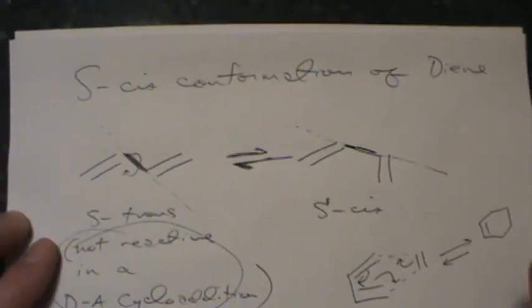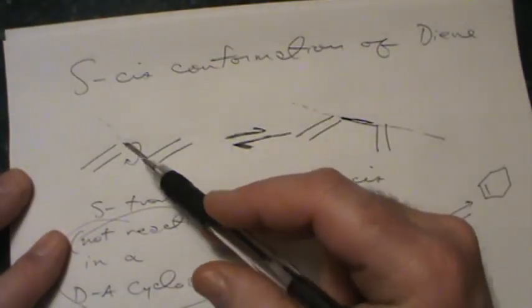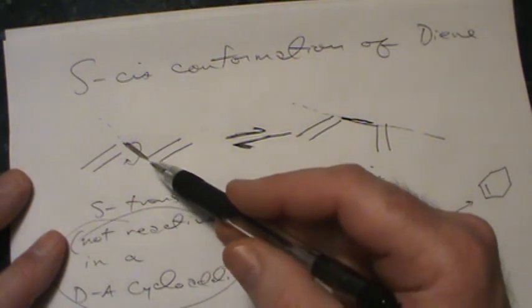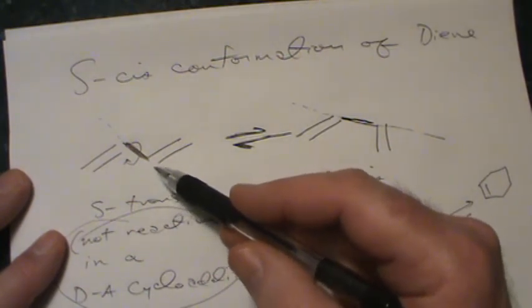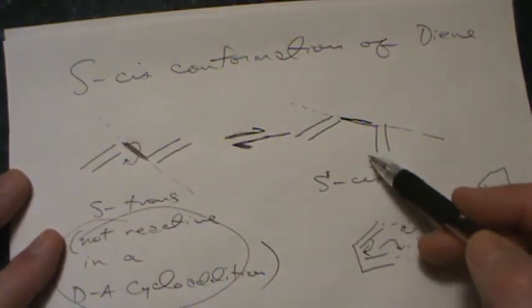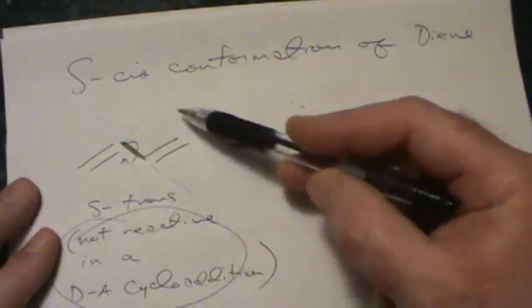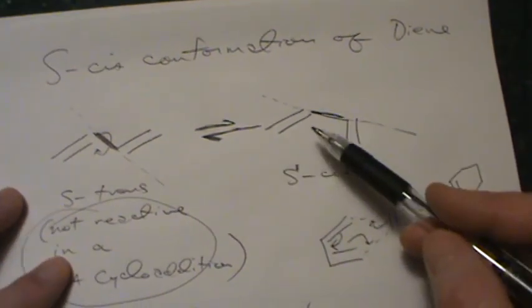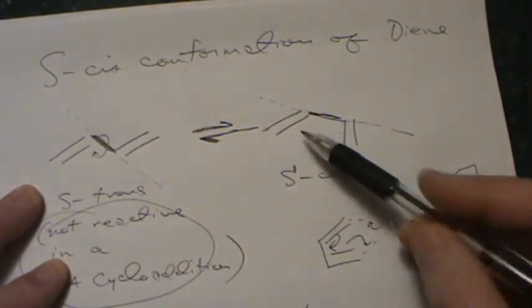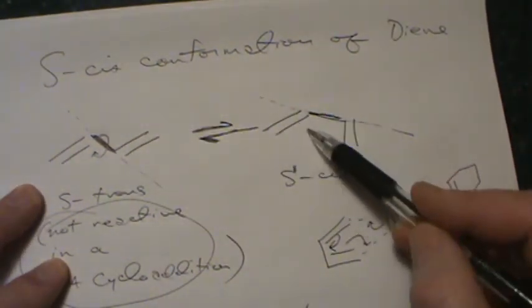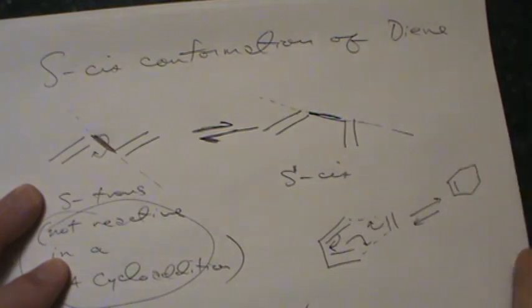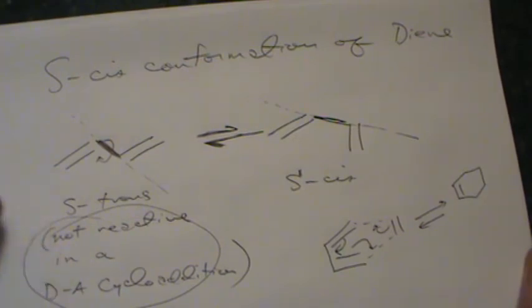It's interesting to note that most dienes spend most of their time in an S-trans conformation, and not nearly as much time in an S-cis. But it is a dynamic equilibrium. Even if they spend more time in S-trans, it is a dynamic equilibrium. We can rotate that carbon-carbon bond, and there is going to be S-cis diene that is available for a Diels-Alder reaction, even if at equilibrium it's in the minority.